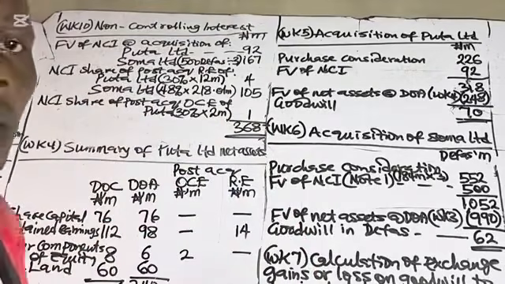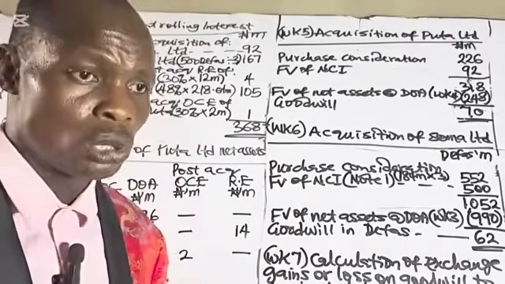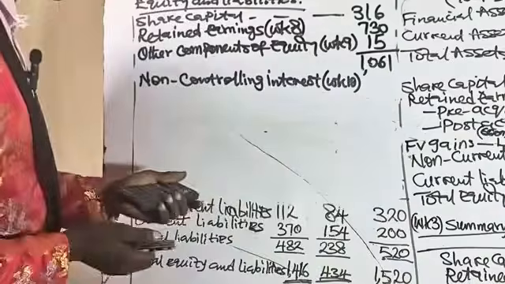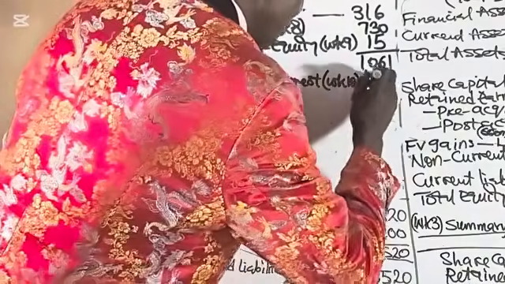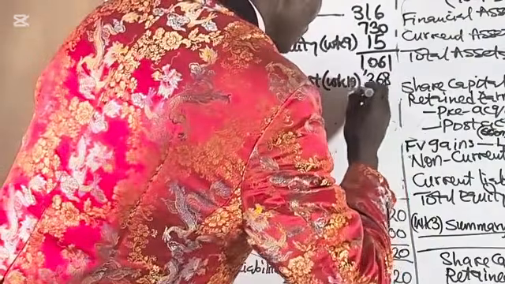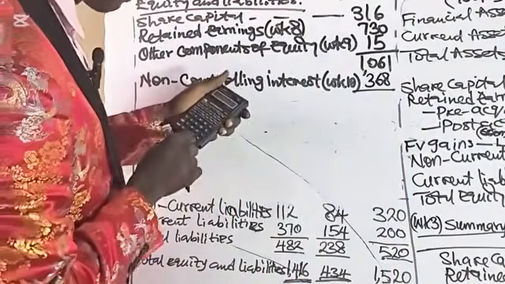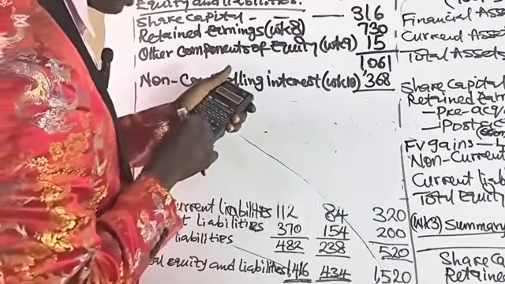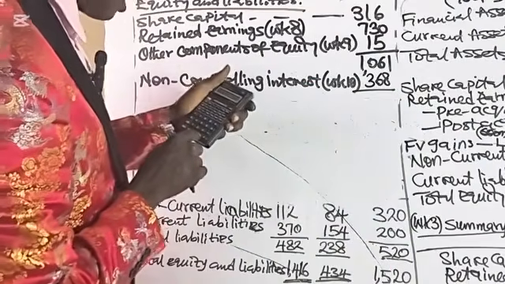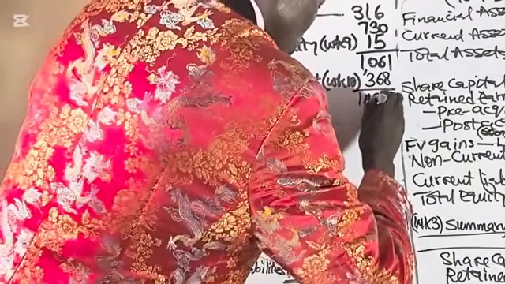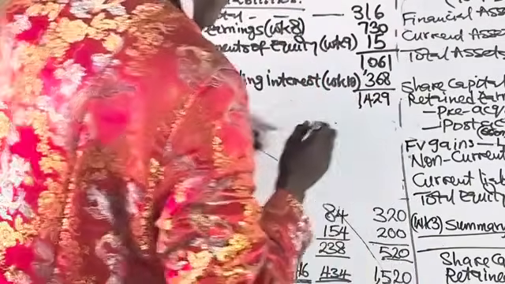There could be a rounding off error in the solution, but it is immaterial. Non-controlling interest from working 10, we have 368. So if you add it, 1061 plus 368, we have 1429. That is the total equity.